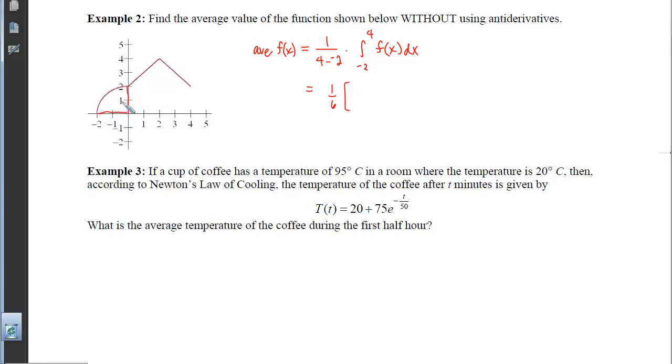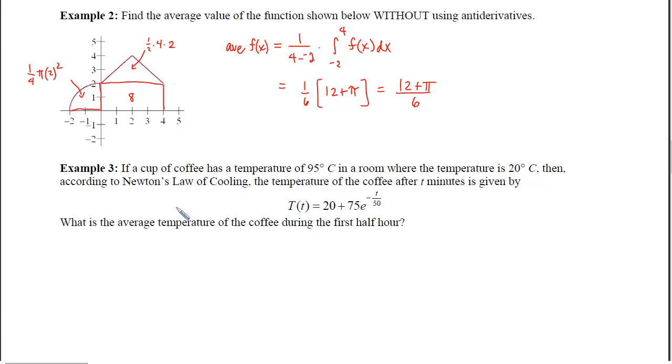We can see here that we have a quarter of a circle, so this would be 1/4 pi times the radius squared. We can see that we have a rectangle that is 2 by 4, so that'll give us 8, and then we have a triangle whose base is 4 and whose height is 2. So this one would be 1/2 times 4 times 2. So it looks like we have 12 plus pi. So our average function value will be (12 plus pi) over 6.